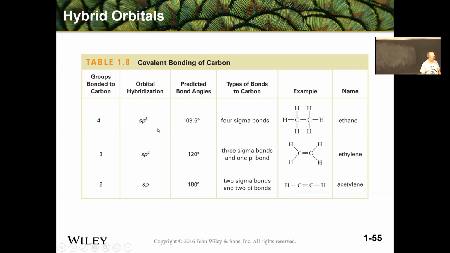So an sp3 is tetrahedral. It involves 4 sigma bonds. sp2 involves 3 sigma bonds and 1 pi bond, if there's a double bond involved. And sp corresponds to linear. And a triple bond consists of 1 sigma and 2 pi bonds.